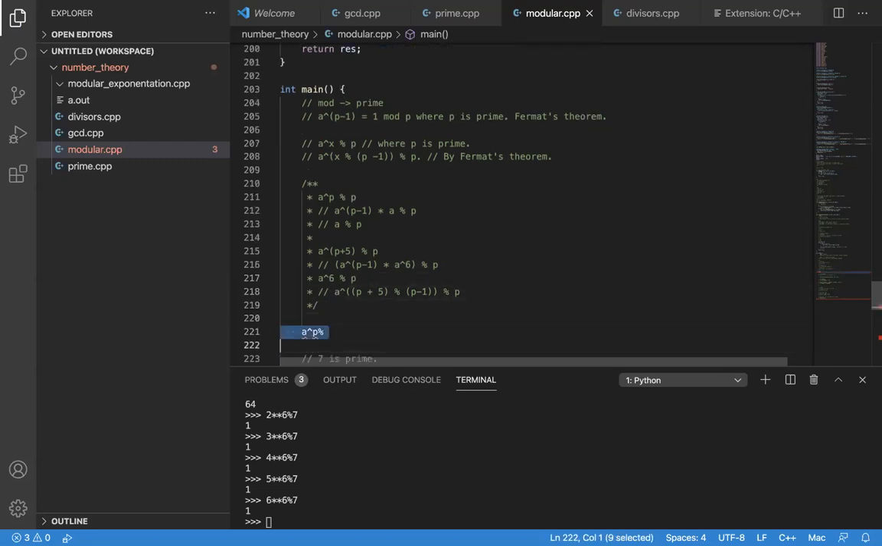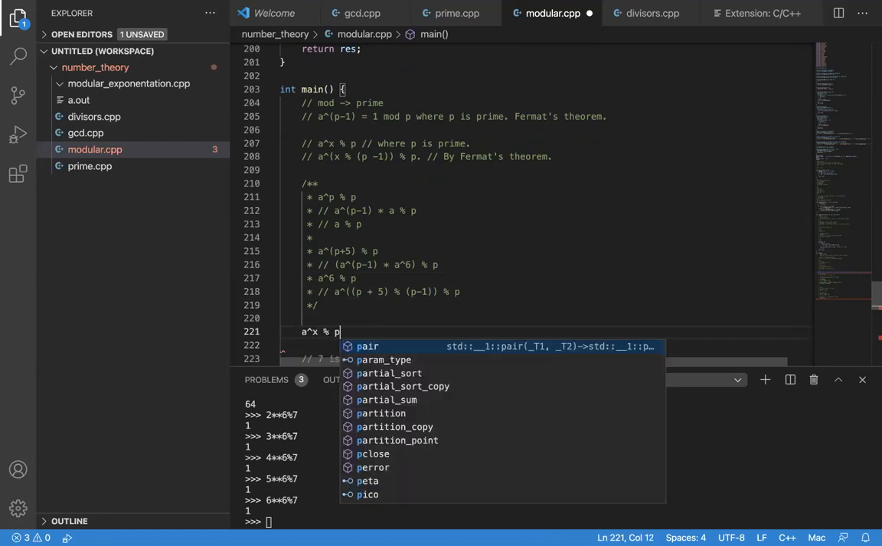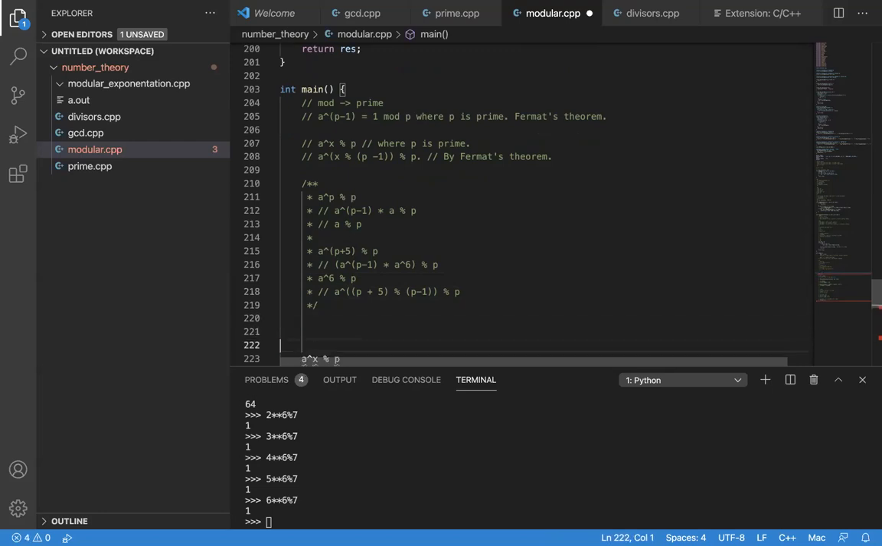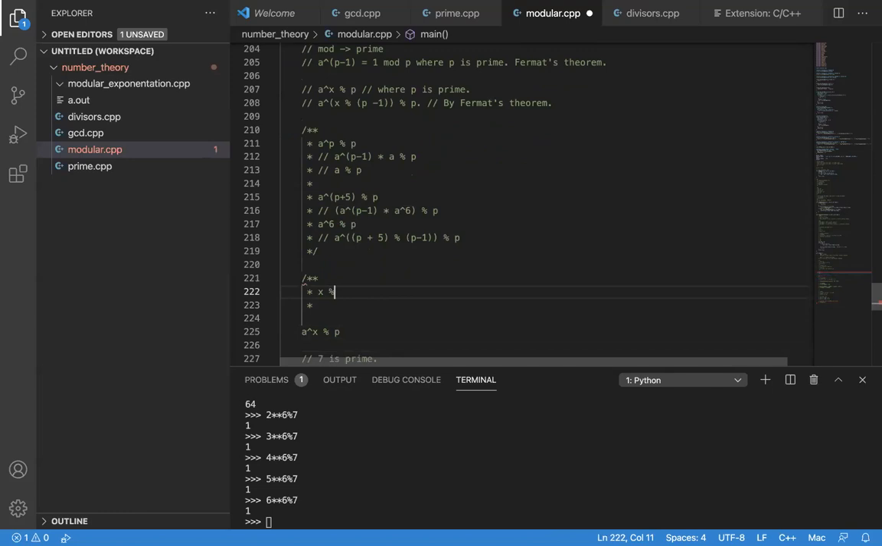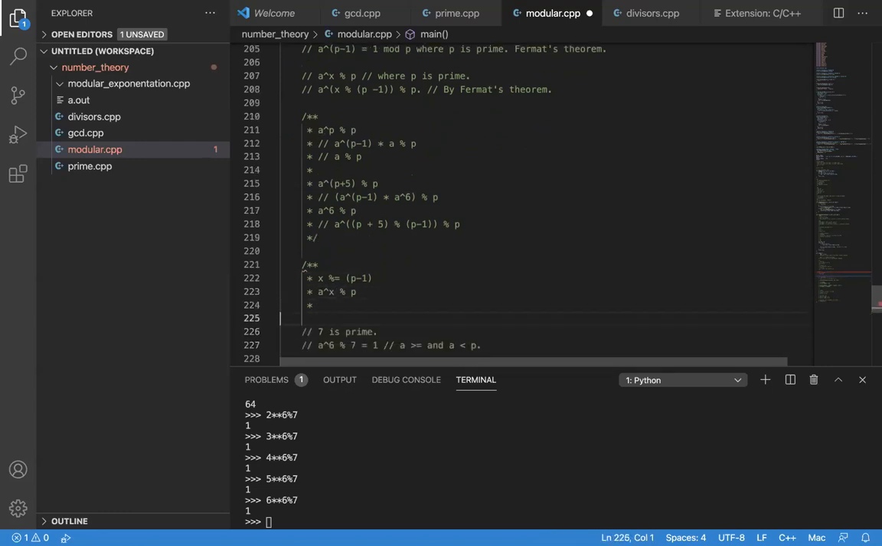So whatever number x you are given, if you want to calculate a power x mod p, what do you do first? You first take the remainder of x by p minus 1 and then calculate a power x mod p. That would be the same as your original answer. Is that clear?